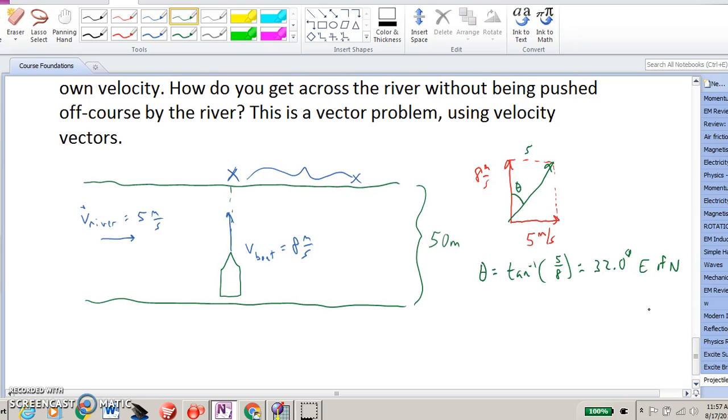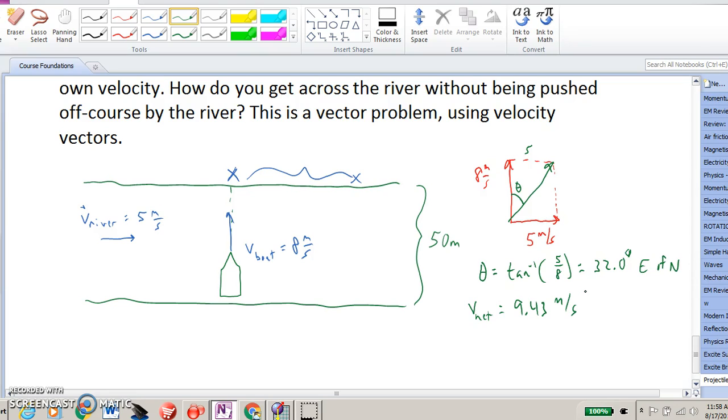We could use the Pythagorean theorem and figure out what the net velocity, or that total velocity, is. Okay, that diagonal line. And the Pythagorean theorem will give you something like just under 9.43, is what I got, meters per second. Okay.